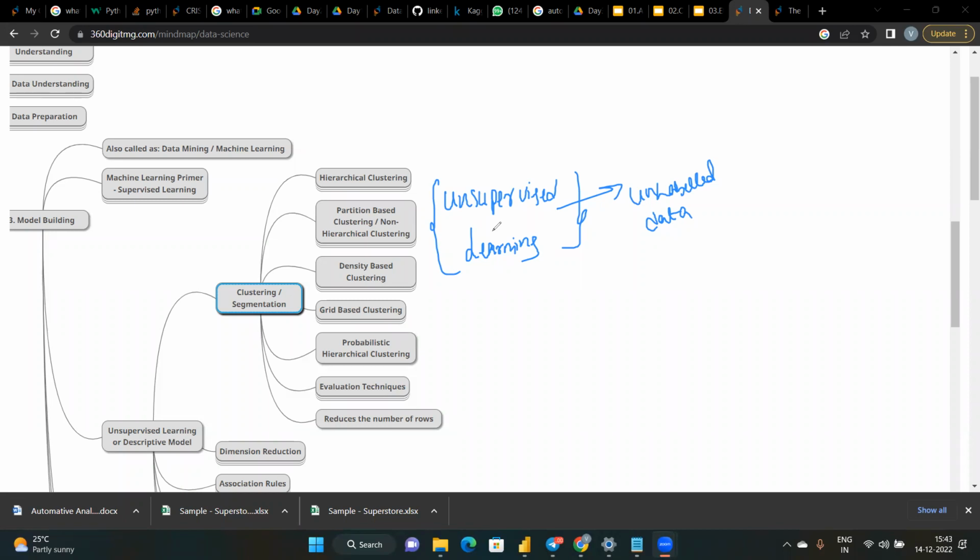If you ask me what the different types of unsupervised learning are, we have two categories: clustering and association rules. Clustering is an unsupervised learning technique which groups unlabeled data based on similarities and differences.